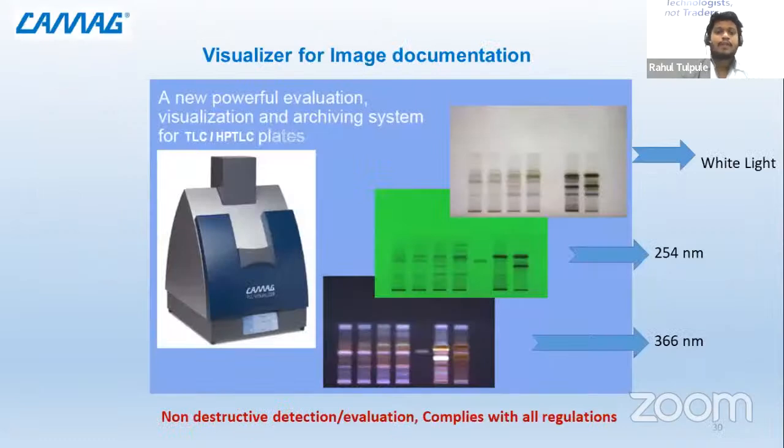Then, talking about the visualizer, as I told you, the visualizer is equipped with a very high industrial grade camera, which takes images in 3 different wavelengths: white light, 254 nanometers, and 366 nanometers, which is fluorescence.